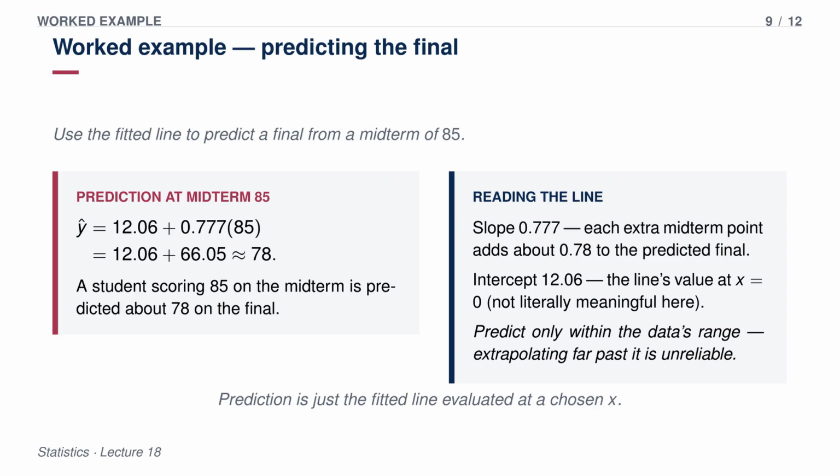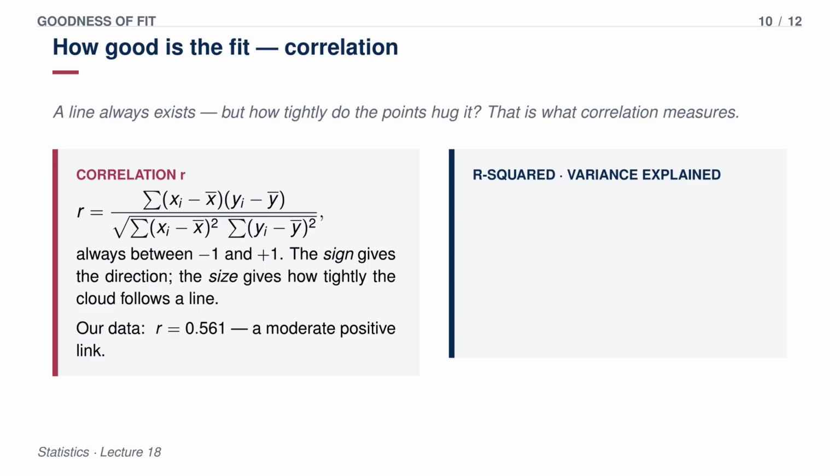One caution worth remembering, predict only within the data's range. Extrapolating far outside the 9 midterms we actually saw is unreliable. Prediction is just the line fitted evaluated at a chosen x, and that line's only trustworthy where the data lived. A line always exists. Least squares will fit something no matter how scattered the cloud is. So the real question is, how tightly did the points actually hug that line?